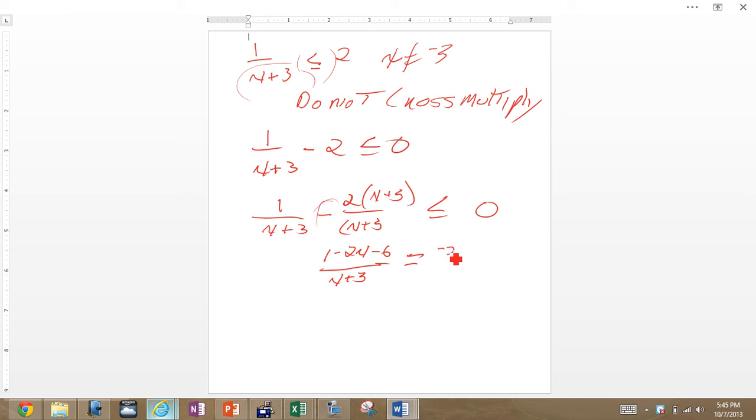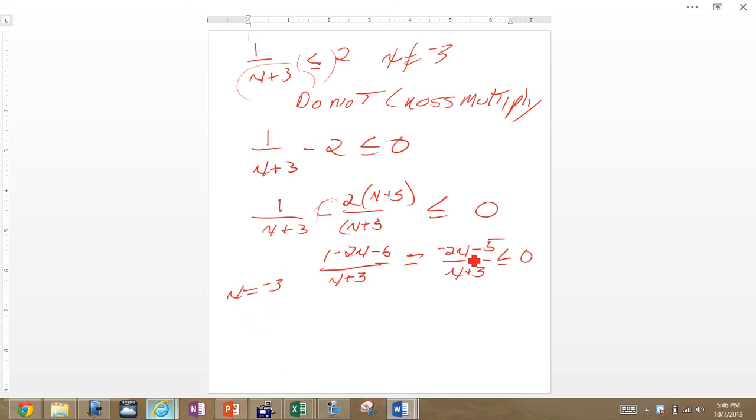Negative 2x minus 5 over x plus 3 is less than or equal to 0. Now, what do we want to find? Well, it's already written as factors, so we're good to go on that. We know from the beginning x cannot equal negative 3. That's going to be included in our sign table, okay? So negative 3 is a value in our sign table.